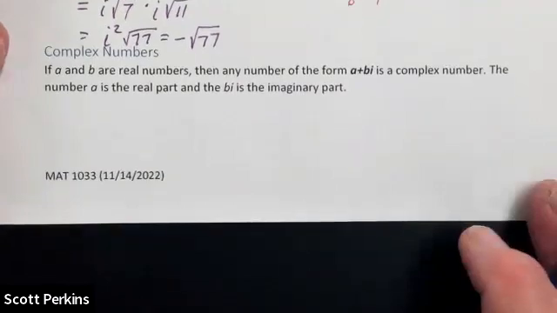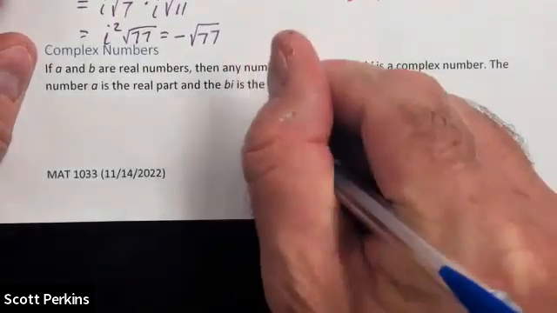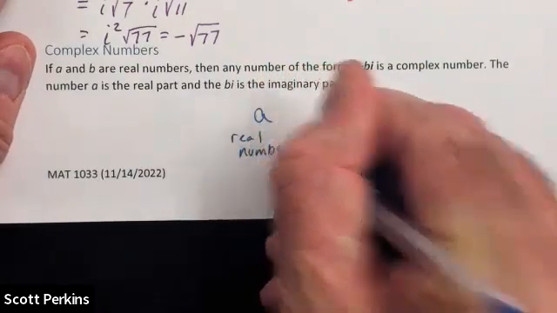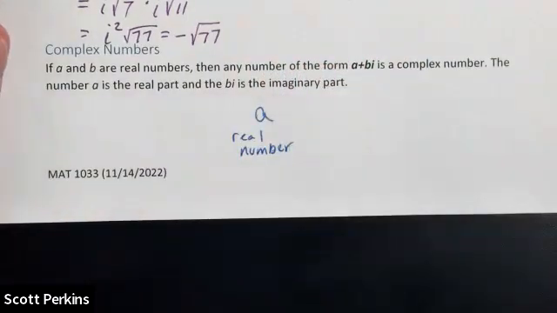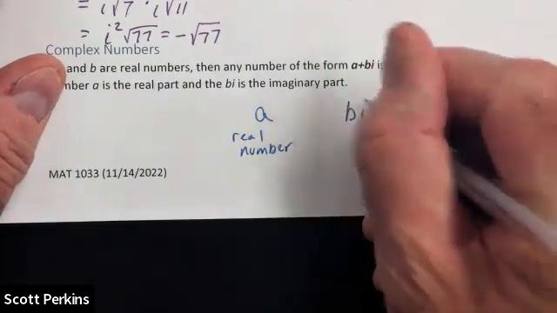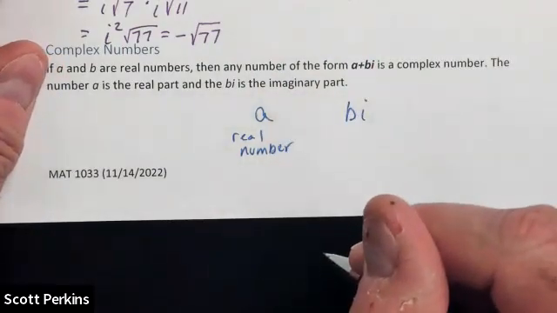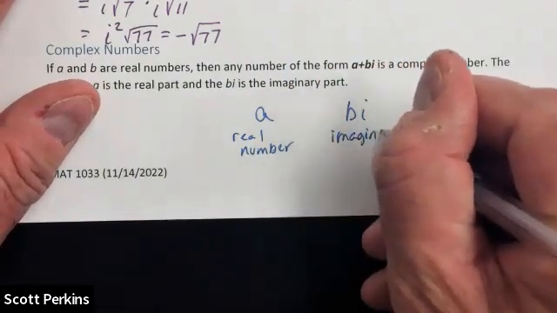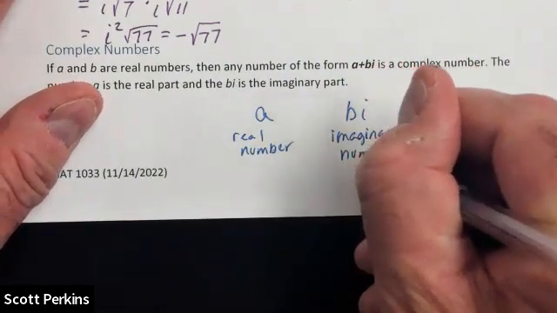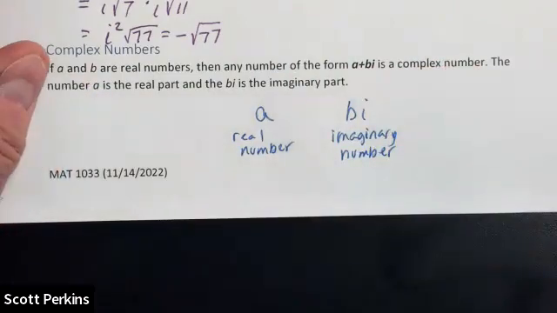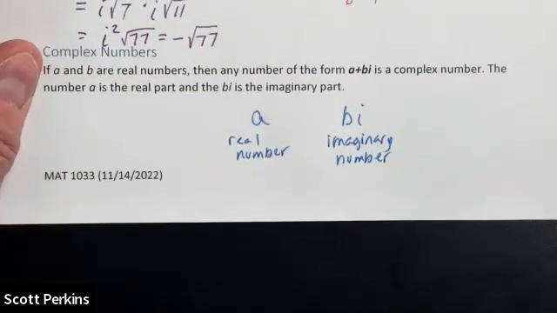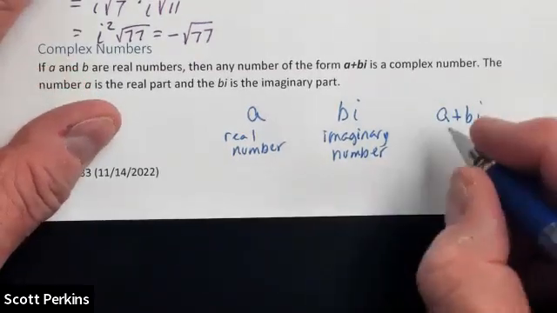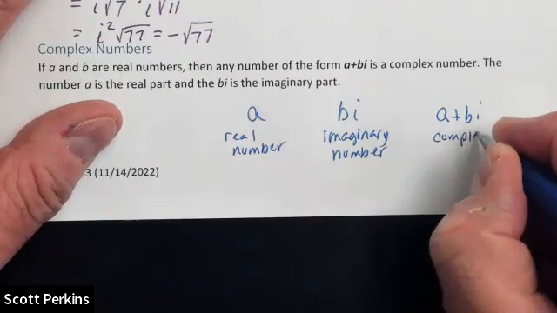And so then here comes our number classifications. a is a real number. a is just numbers we're used to working with. b times i, as I mentioned up above with my very first example, is an imaginary number. Anytime you have an i associated with something, it's an imaginary number. And then when I link them together, a plus bi, this is called a complex number.